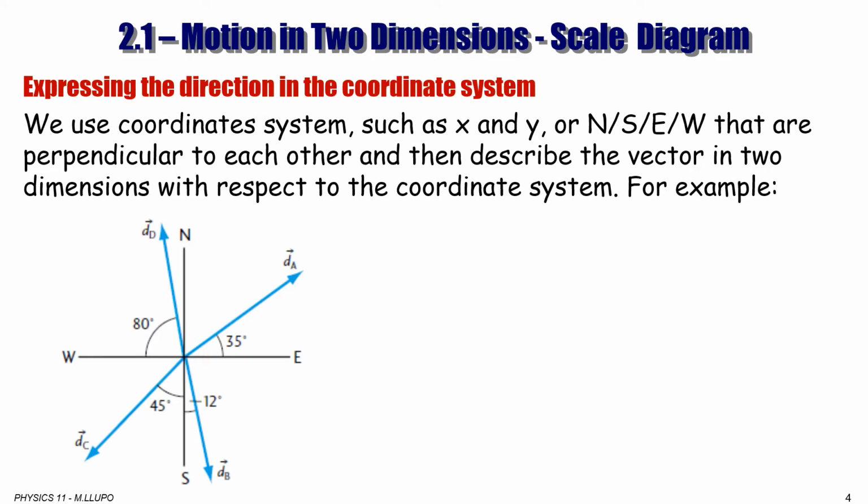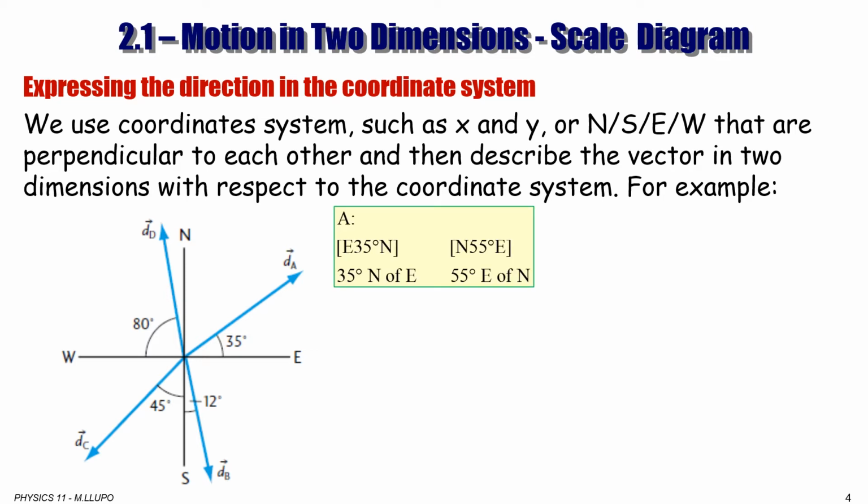So there is a vector A, vector B, vector C, vector D. How can we express the direction of those vectors so that everyone you ask to draw a vector A should be able to draw exactly the same, no matter how you are going to describe it? As a matter of fact, there are 4 ways to describe the direction of the vector A.